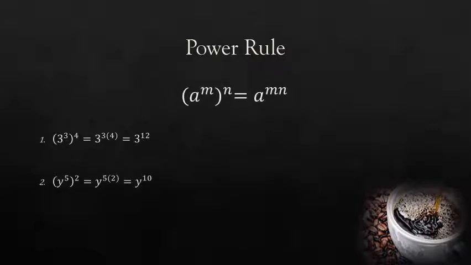Now let's have the power rule. If you have a to the power m and it is raised again to the power n, what we get is simply a to the power of the product of those two exponents. So again, if you have a to the power m and we raise that to the power n, that is equal to a to the power m times n. Let's do some examples. If you have 3 cubed raised to the power 4, then that is equal to 3 raised to the power 3 times 4, or that is simply 3 to the power 12. If we have y to the power 5 raised to the power 2, that is equal to y to the power 5 times 2, or y to the power 10.